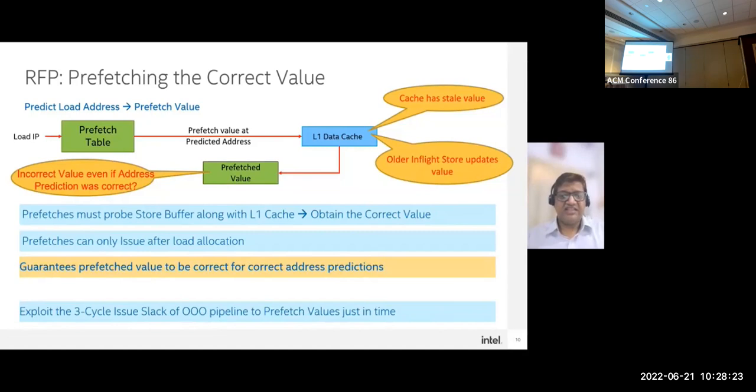This means that they can only be issued after the allocation of the demand load, so that all older in-flight stores are visible to the prefetch. This would guarantee the prefetched data to be correct if the address is correct. We saw in the last slide that there is a 3-cycle issue slack in the out-of-order pipeline. This slack is what we exploit to prefetch the data just in time.